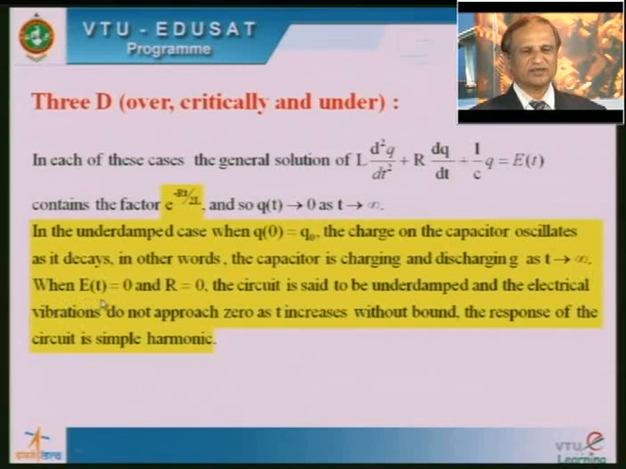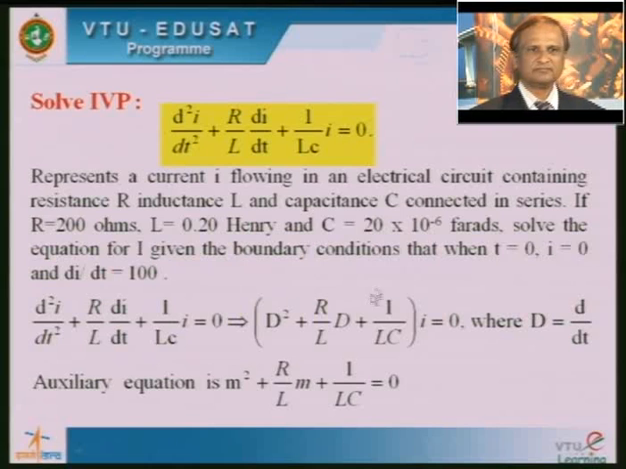Is it clear? When E of t is equal to 0 and capital R is equal to 0, the circuit is said to be undamped, right? And the electrical vibrations do not approach 0 as t increases without bound, right? The response of the circuit is simple harmonic. Simple harmonic means you may get a sinusoidal curve. Is it clear? That is the meaning, right?